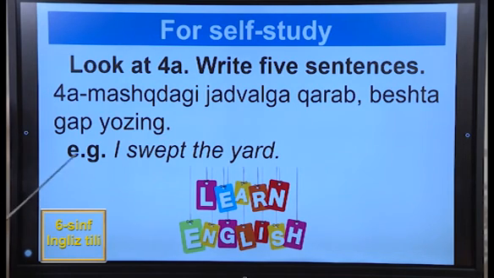For example, I swept the yard. And you should also write 5 sentences.